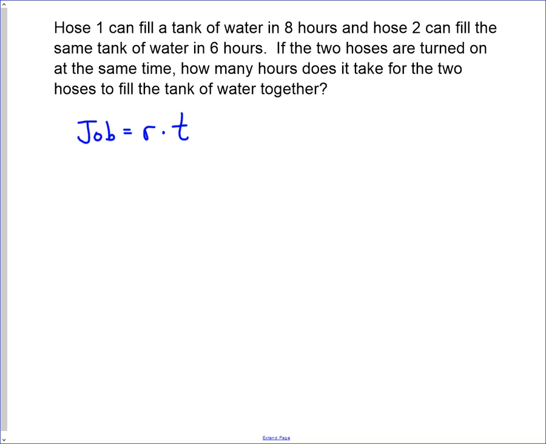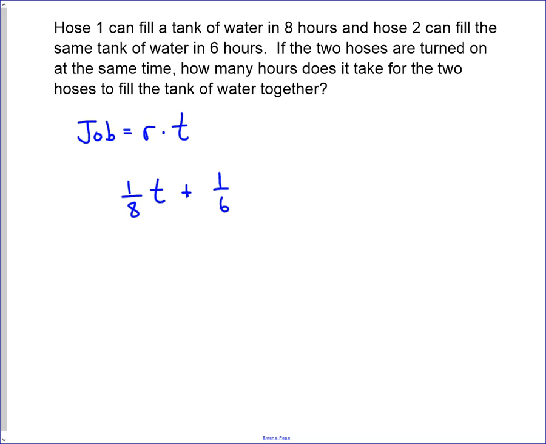the job. So the way this problem would work itself out is you take the rate of the first hose, which is 1/8, multiply it times the time that this hose is being turned on, and that's how much of the job is done. Then you add that to the other hose, which is it takes 6 hours for hose 2 to do the job.